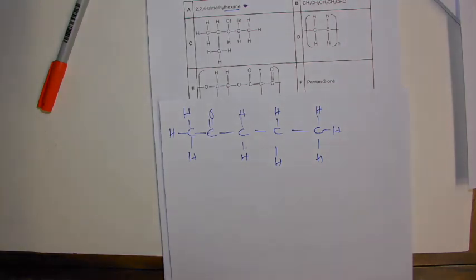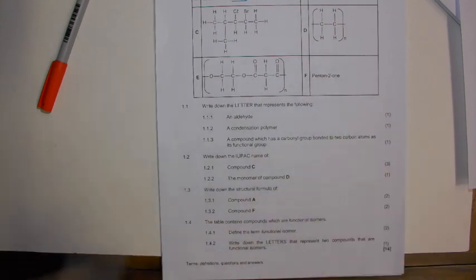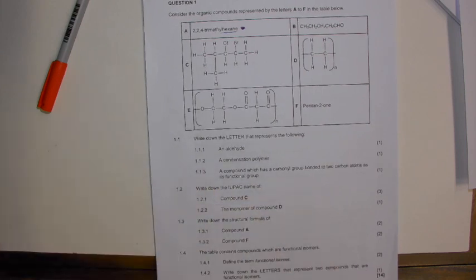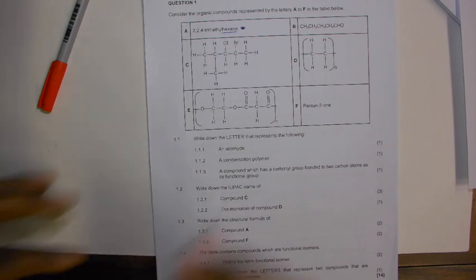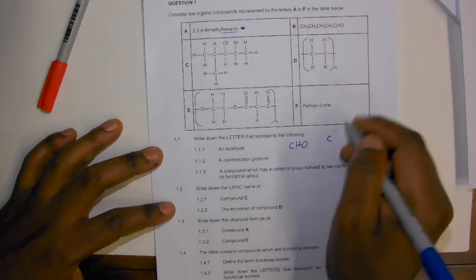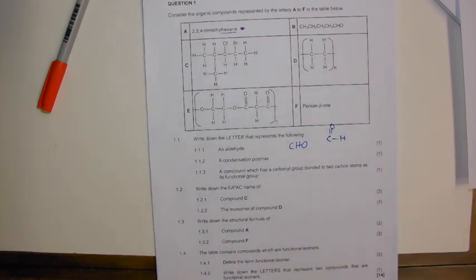Okay? It's not bad. Now let's start answering the question. Write down the letter that represents the following: an aldehyde. So you need to look for an aldehyde functional group. An aldehyde, I did tell you that you can either see it by having CHO or C double bond O and H. Do you guys see that? So all those structures, 3, 4, 5 to F, look into the one that has that condition. Which one is it? Are you guys going to struggle? No. So the answer there is what?